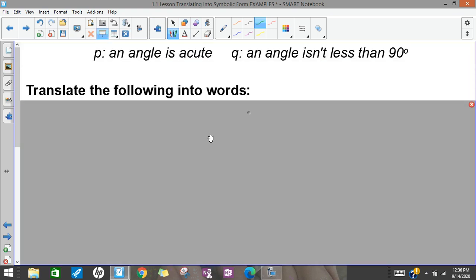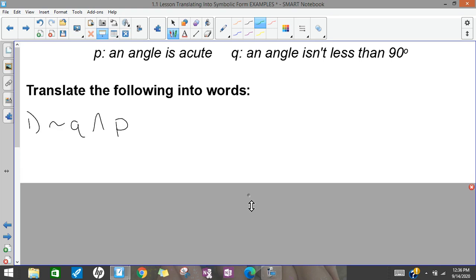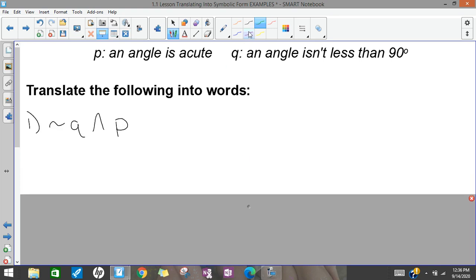All right, so I'm giving you here a statement P and a statement Q, and I want you to use those to translate the symbols into words. So I have a few of those for you. Remember that this symbol is a negation. It changes the meaning of the statement.